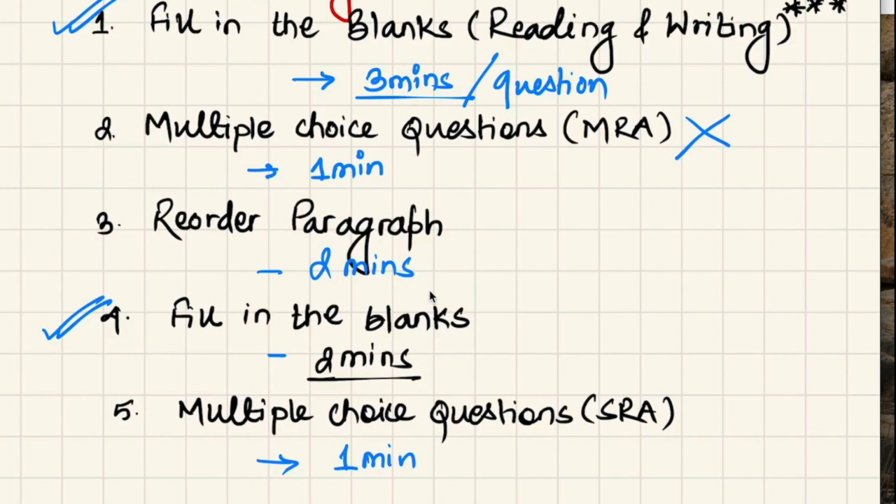Fill in the blanks is the second important question in your exam, and for this, do not spend more than 2 minutes, and the reason is usually the paragraph is shorter compared to other questions. But still it is important, that's why you are spending 2 minutes. Reorder paragraph is the third important question in your exam, and you spend maximum 2 minutes on one question. The two less important questions in your exam are multiple choice questions. Do not spend more than 1 minute per question.